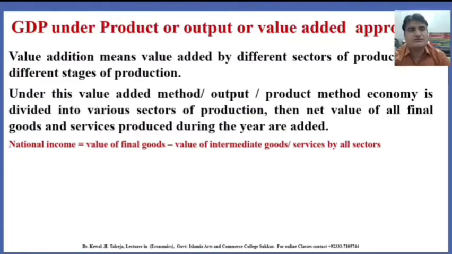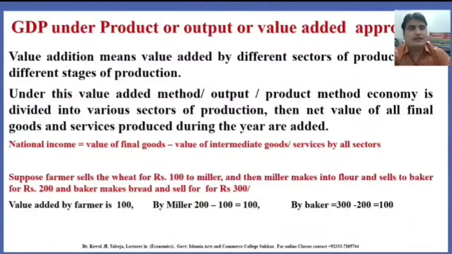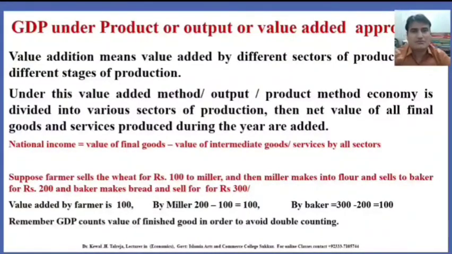Final goods, the finished goods, are those goods which are ready for sale. Intermediate goods are those goods which are used for further processing or for resale purposes. Suppose a farmer sells wheat for ₹100 to a miller, and then the miller makes it into flour and sells it to a baker for ₹200, and the baker makes bread and sells it for ₹300. The value added by the farmer is 100, and the miller has sold the flour for ₹200, so 200 minus 100 is 100. This is the value addition by the miller, and by the baker 300 minus 200 is equal to 100. Remember that GDP counts the value of finished goods in order to avoid double counting.